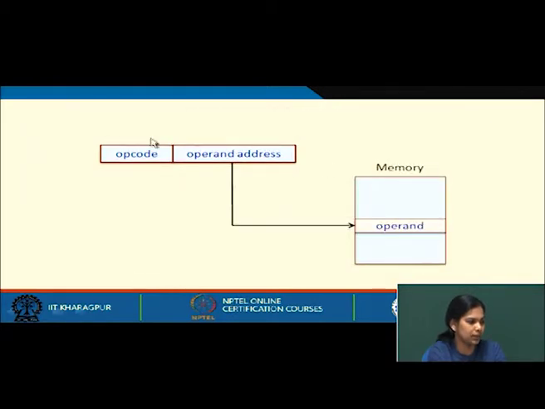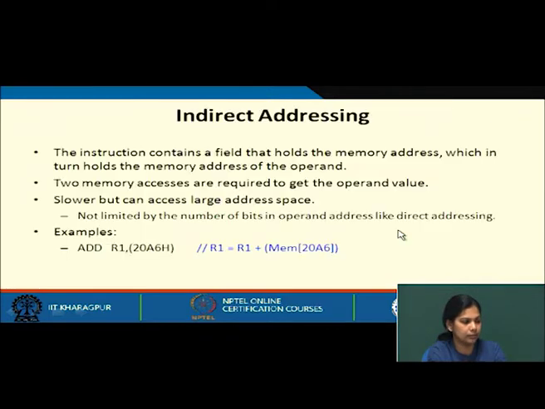Pictorially, this is the opcode, this is the operand address, and this is the memory. In the memory this operand is there; you go to that address, you get that operand. This is direct addressing. Let us move on to indirect addressing. The name itself suggests it is indirect, that means the instruction contains a field that holds a memory address, which in turn holds the memory address of the operand. So, let us see this with an example.